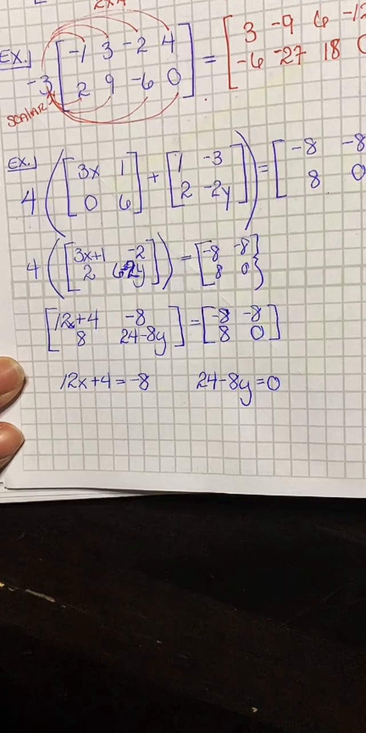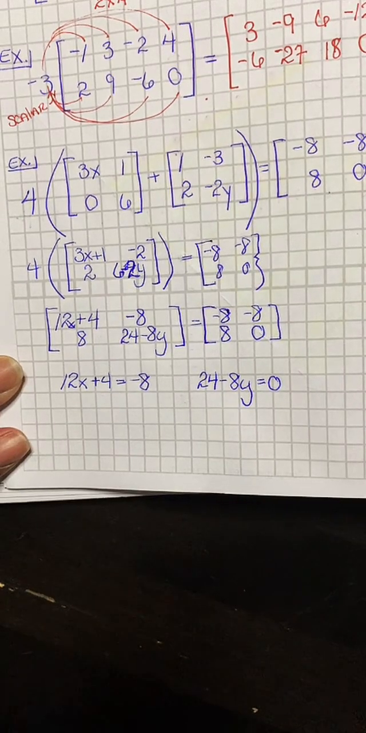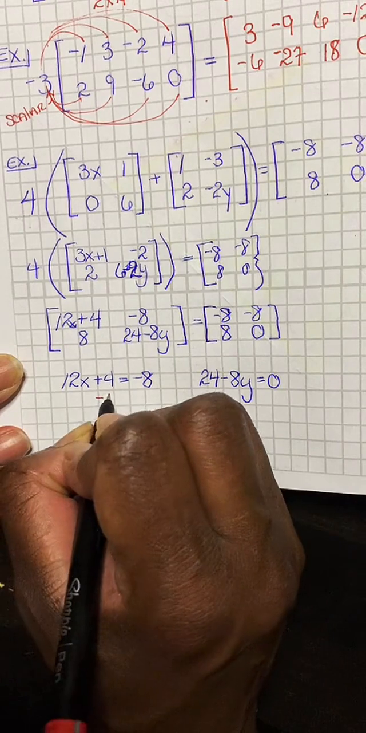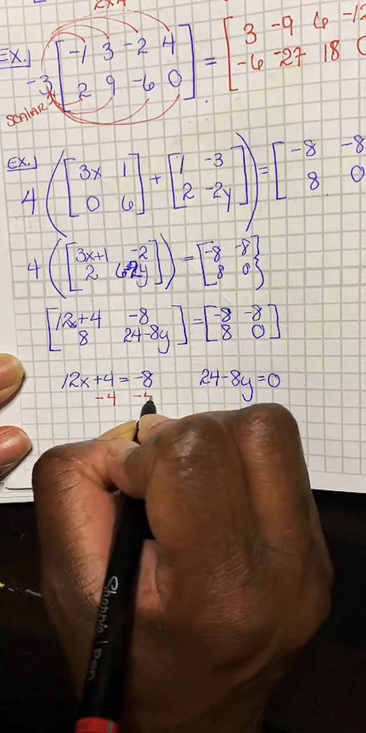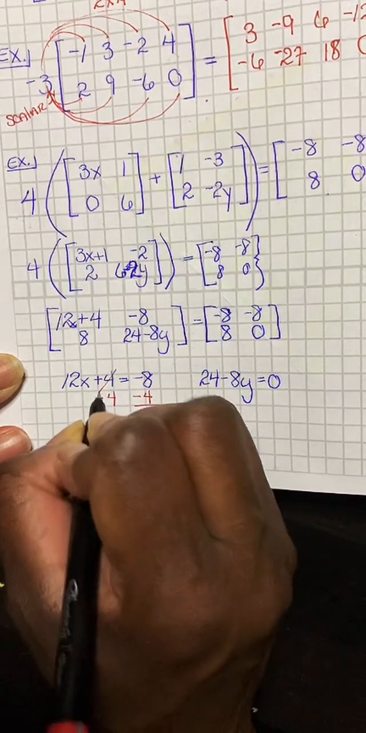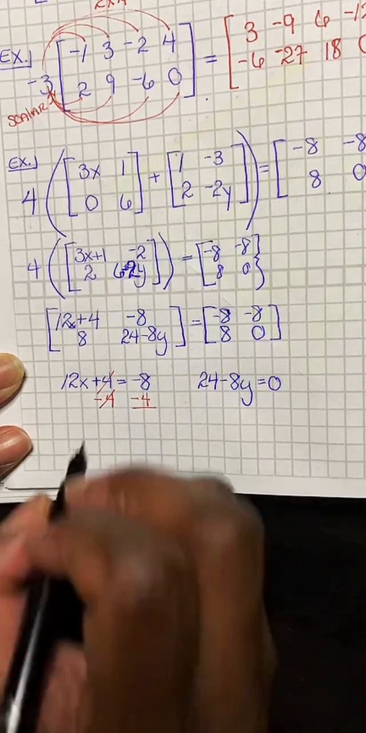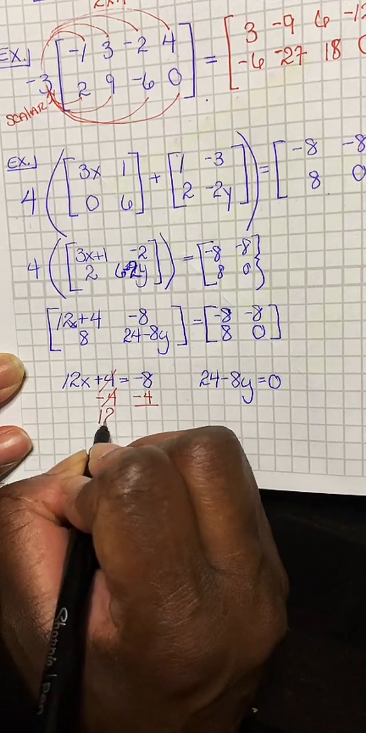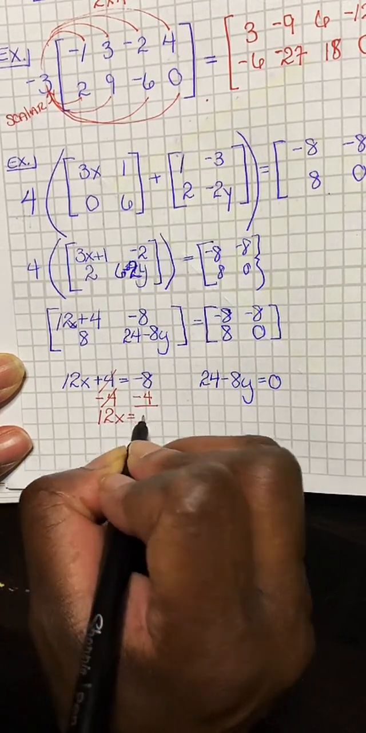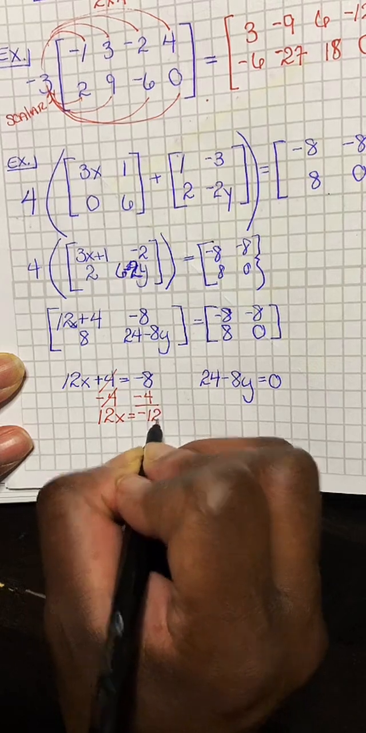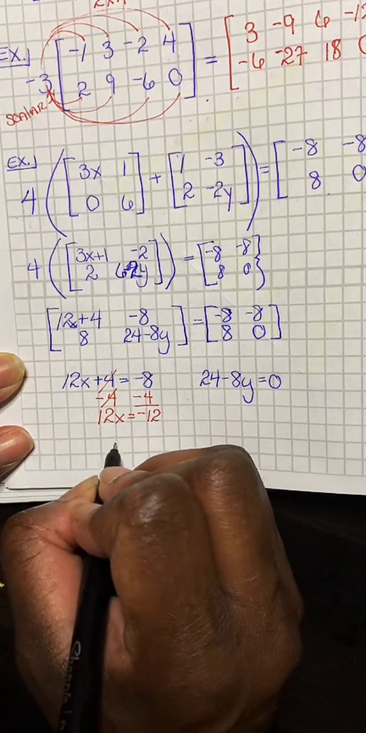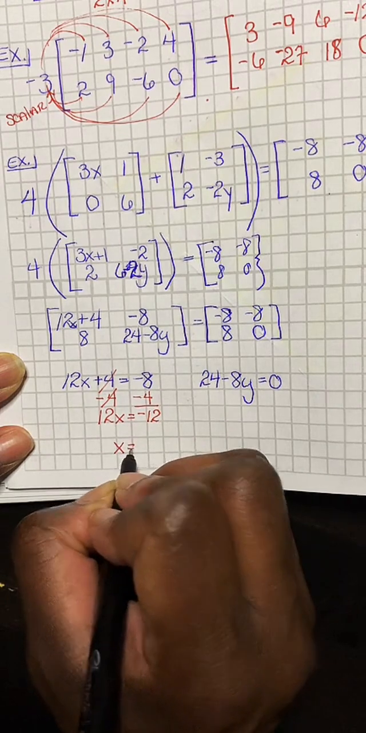We have 12x plus 4 is equal to negative 8. So we're going to subtract 4. That means we have our 12x is equal to negative 12. So that means x equals what?